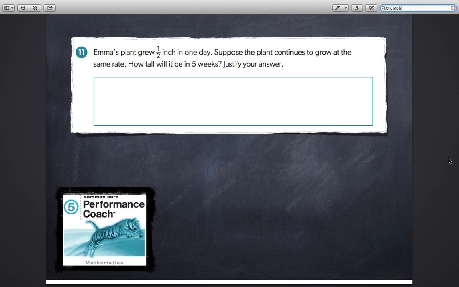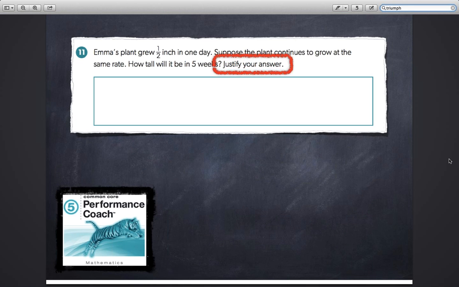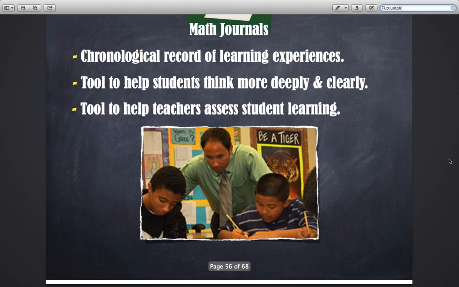Emma's plant grew a ½ inch in 1 day. Suppose the plant continues to grow at the same rate. How tall will it be in 5 weeks? There's a lot of math that the students are going to have to do in there, but just as importantly, they're going to now have to justify their answer. And I love it when students have to justify their answer because they can get as simple or as complex as they want to get when justifying an answer. Really high-level students are going to justify in a very complex way. Lower-level students are going to justify in a more simple way. And all are important and really valuable and give us as teachers really good information.